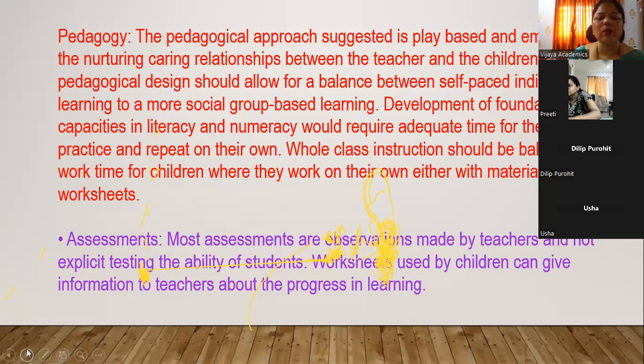How are we going to assess? Assessment. Most assessments are observations made by teachers and not explicit testing of the ability of students.